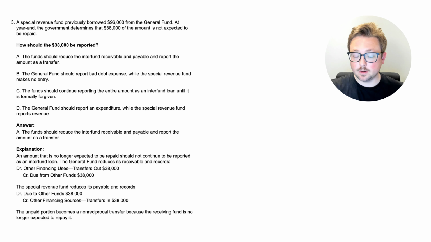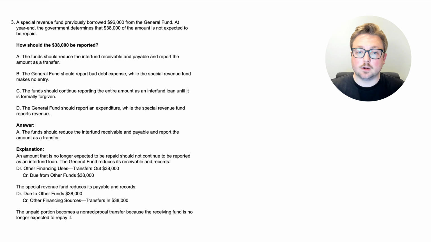Again, they're getting rid of part of their asset, which was due from other funds. They're getting rid of it with that credit. And the special revenue fund reduces its payable and records a debit of due to other funds. So now they owe less for the payable for $38,000, and they credit other financing sources, transfers in, for $38,000. The unpaid portion becomes a non-reciprocal transfer because the receiving fund is no longer expected to repay it.